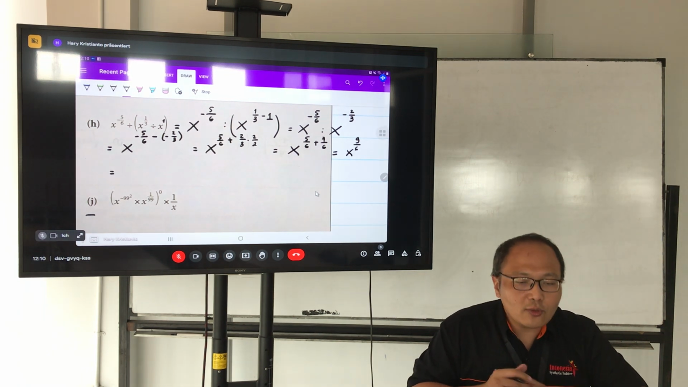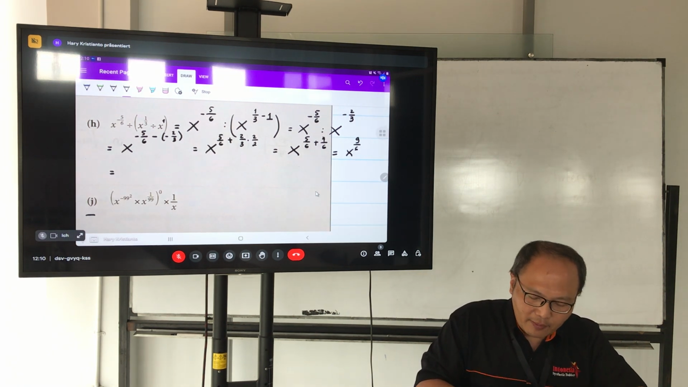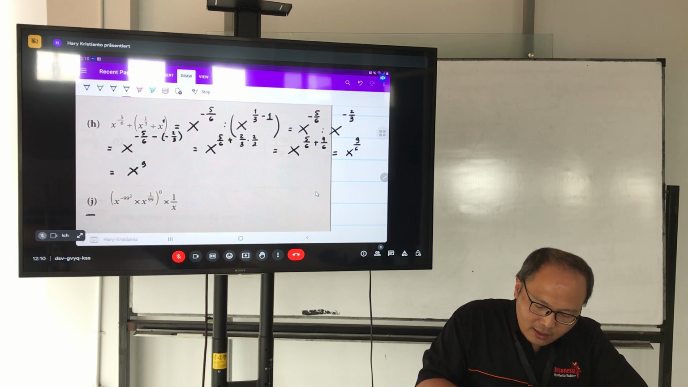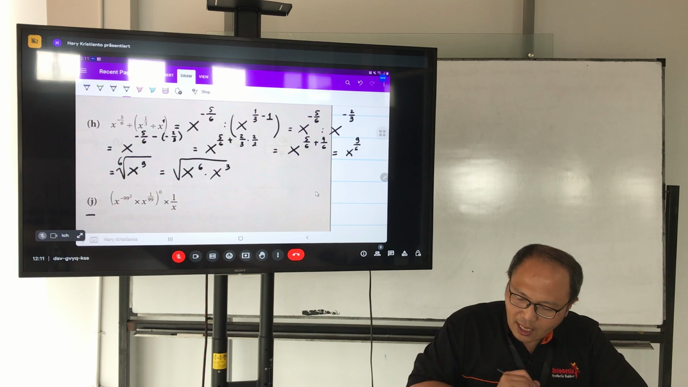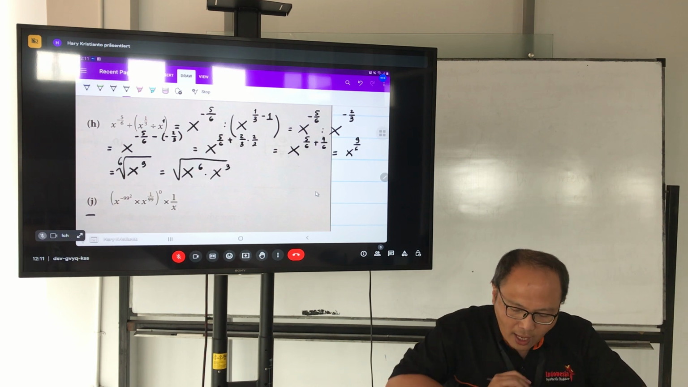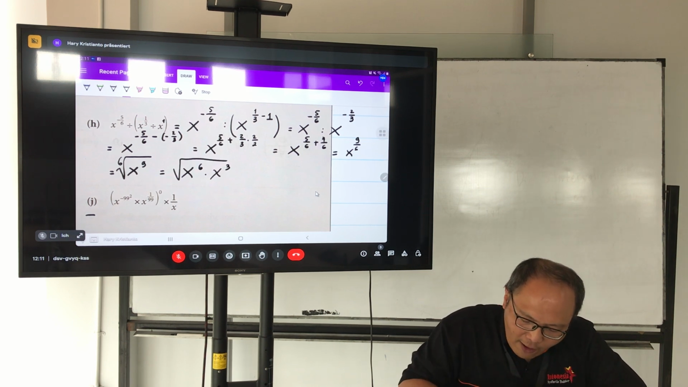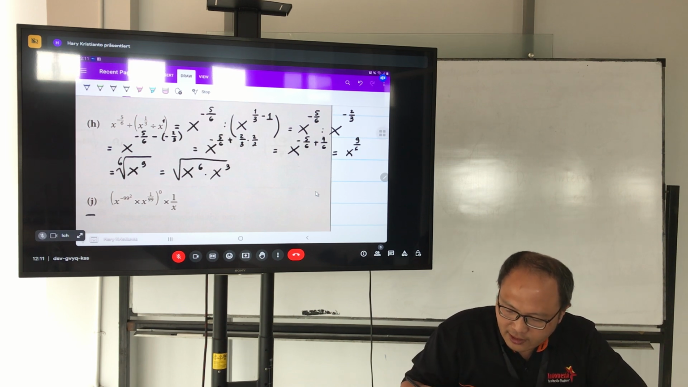If you need to express that as a root, it becomes the 6th root of x to the power of 9, or x to the power of 3, and oh, I think I'm making a mistake. I forgot that this one is negative. Yes, brother?